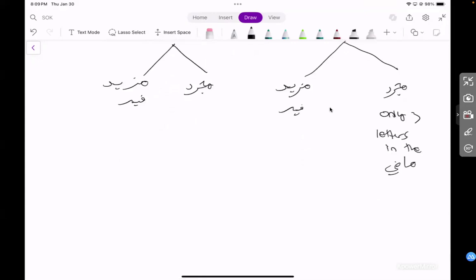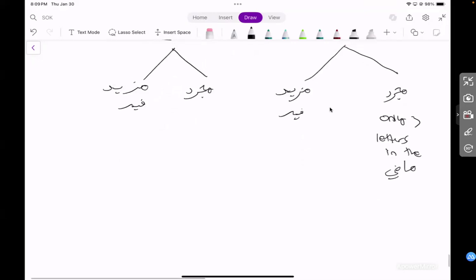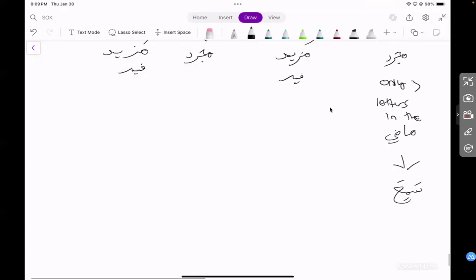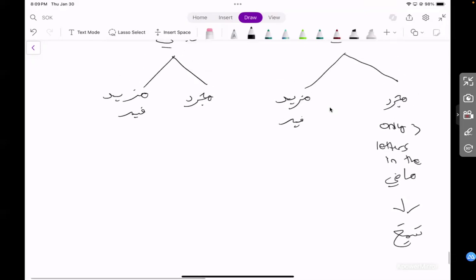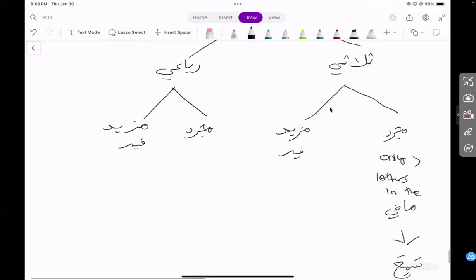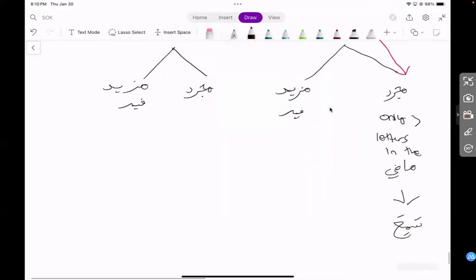We've been dealing with only mujarrad up until now. So an example of this would be sami'a. This is an example of a mujarrad verb. Why? Because the madi is thulathi mujarrad specifically. You should probably make that connection, thulathi mujarrad, and that's because the madi only has three letters.